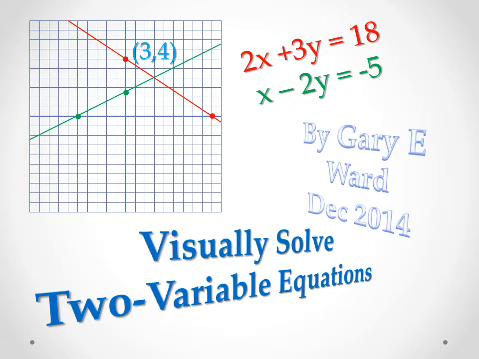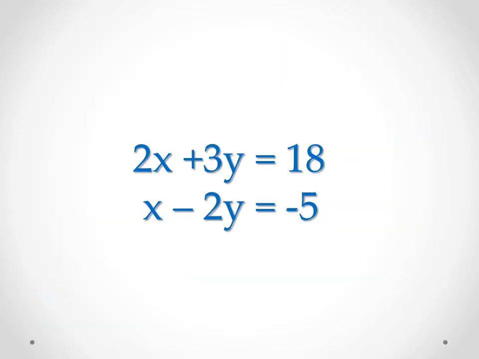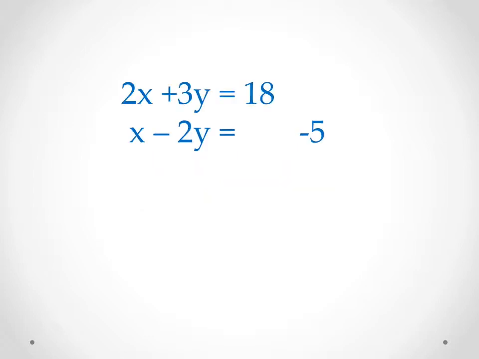Visually solve two variable equations. 2x plus 3y equals 18, x minus 2y equals negative 5. There's two variables in each equation, but you do have two of them. They are different, so you can solve for x and y. I'm going to show you three different ways to do it. The visual method isn't as accurate, but it's less confusing, in my opinion.